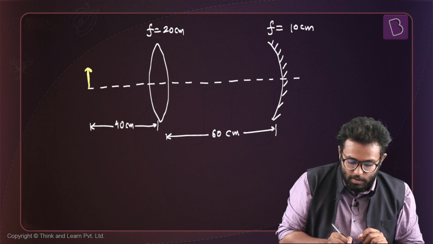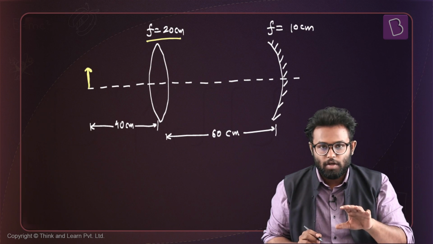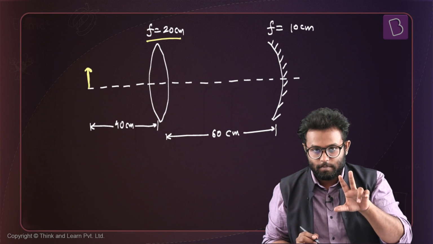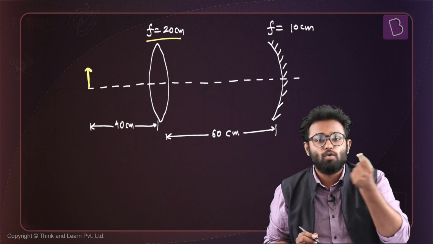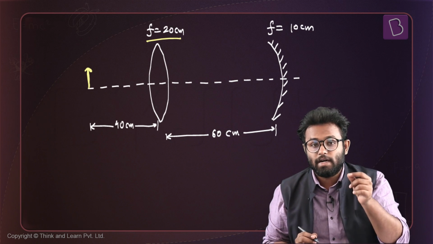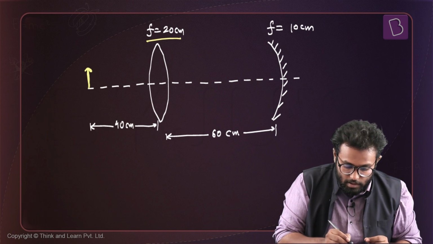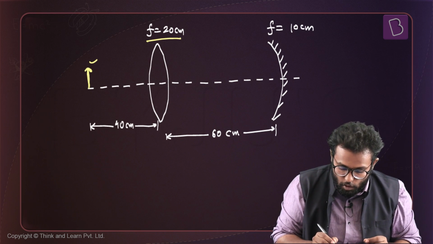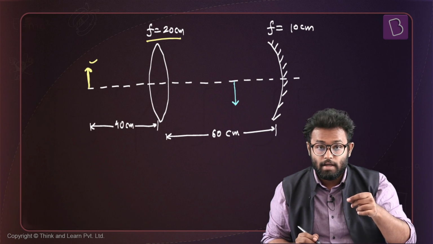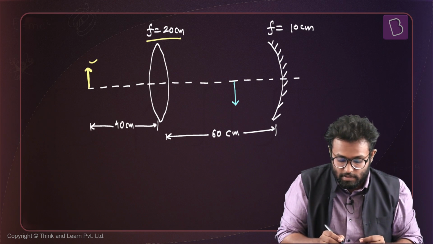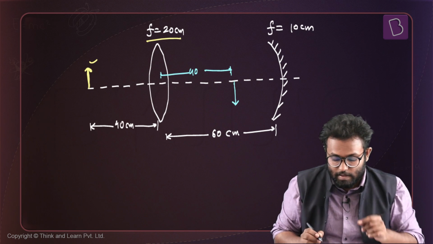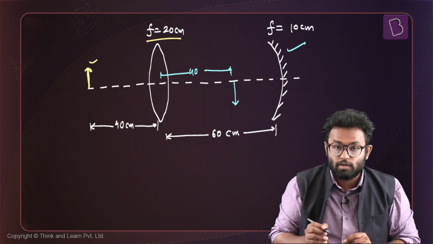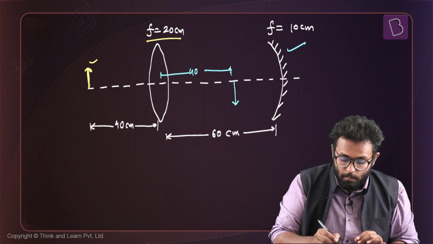So now here is the object. The focal length of this lens is 20. It means that the object is placed at 2f. When an object is at 2f, the image also forms at 2f on the other side of the lens. It is inverted and of the same size. So I know that the image for this guy would form here, right? Like this. It is inverted, it is of the same size, and it is at the same distance. So this distance here is 40. Okay, that's cool. Now this image is going to act as an object for the mirror. Now what is the distance?